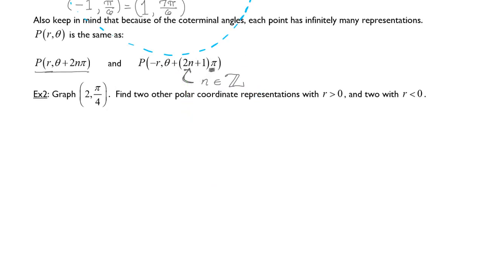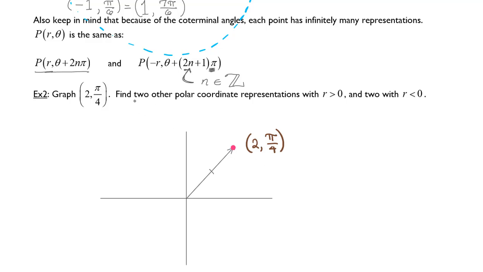Let's graph 2, comma pi over 4. We know that with pi over 4, we will go from an angle along the polar axis up pi over 4 radians, and we'll call 2 steps in that direction 2 units, and there's my point. The point is 2, comma pi over 4.